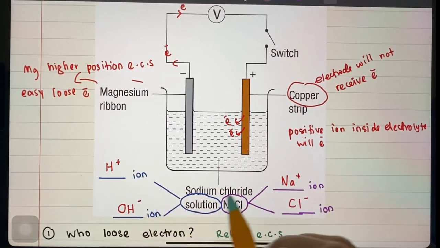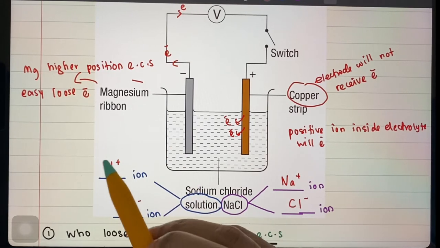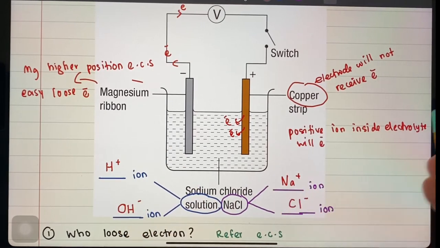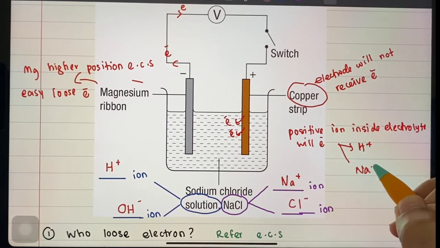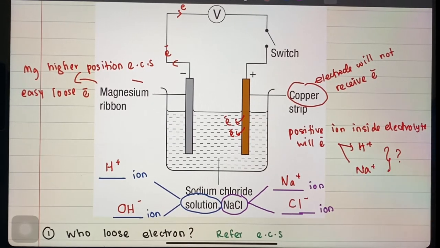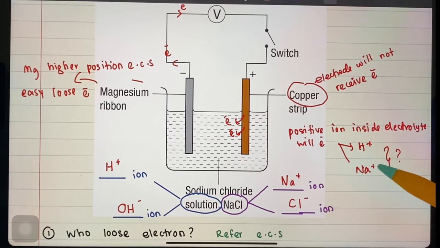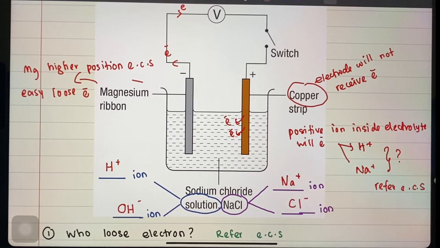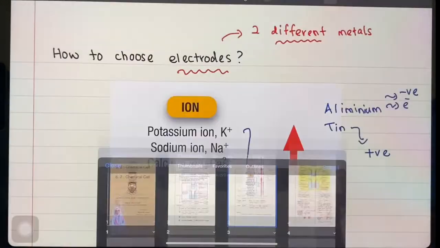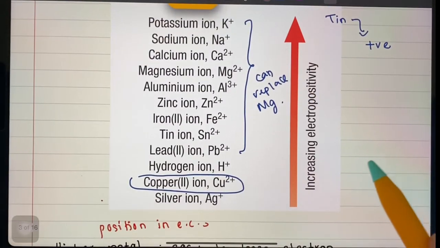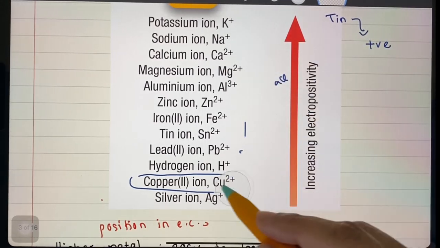So which one will receive electron? Hydrogen plus ion or sodium plus ion? Which one will receive electron? To investigate which one receives the electron, definitely we need to refer to the ECS. So can we go back to our ECS? Okay, so here is our ECS.